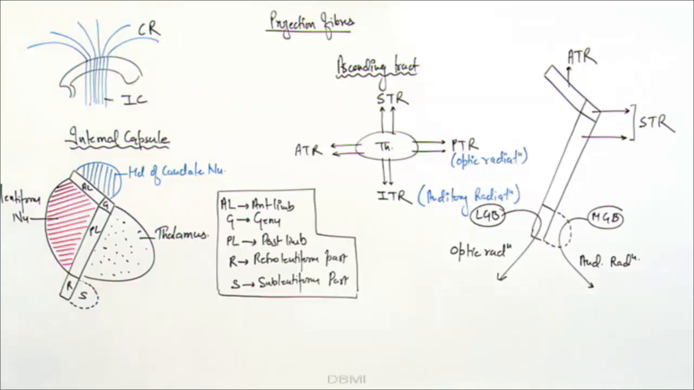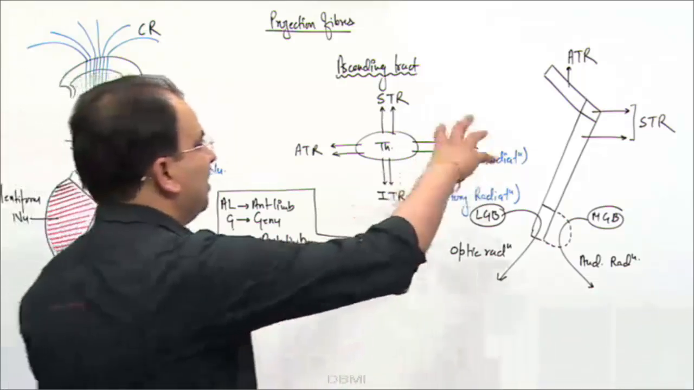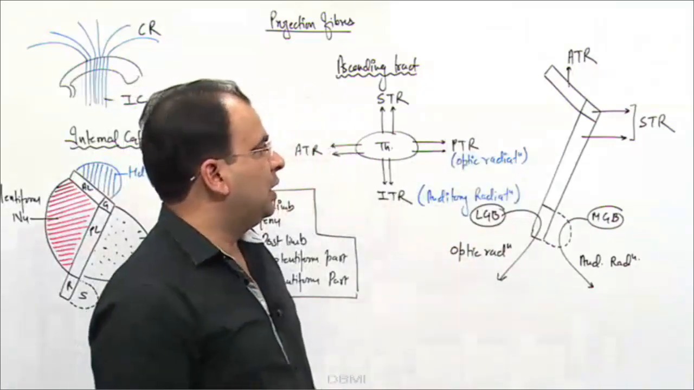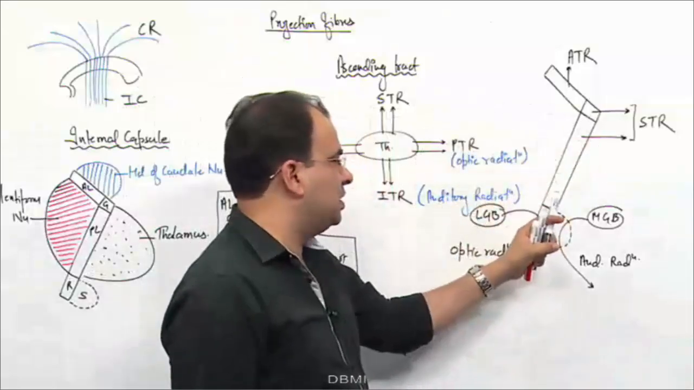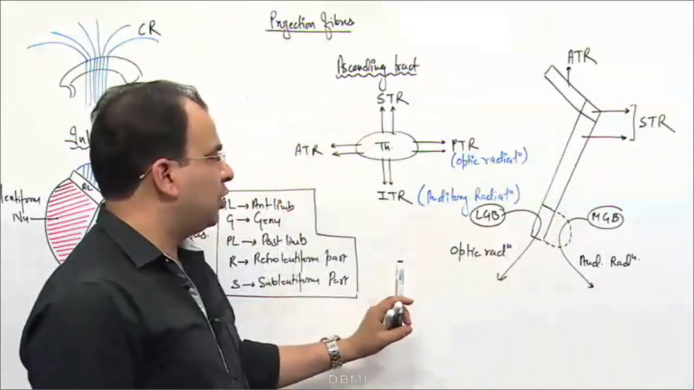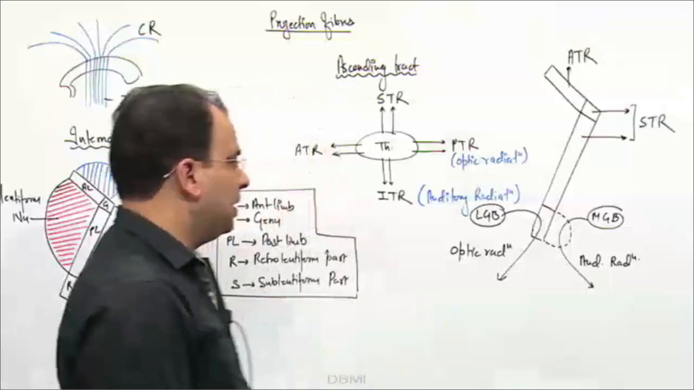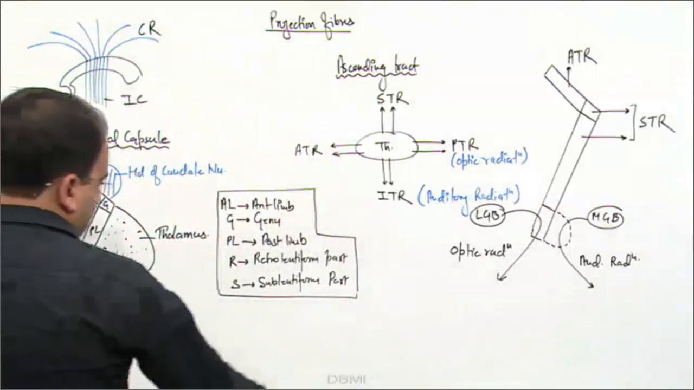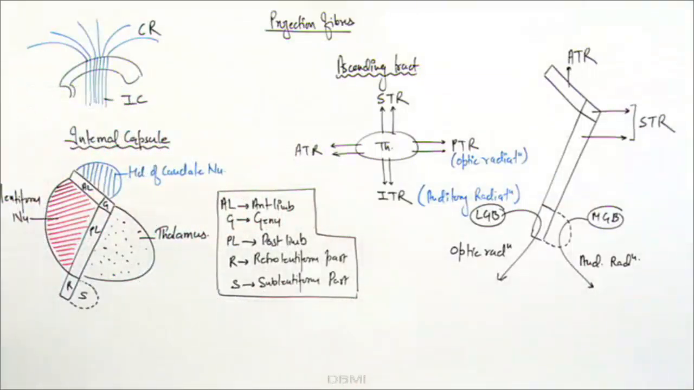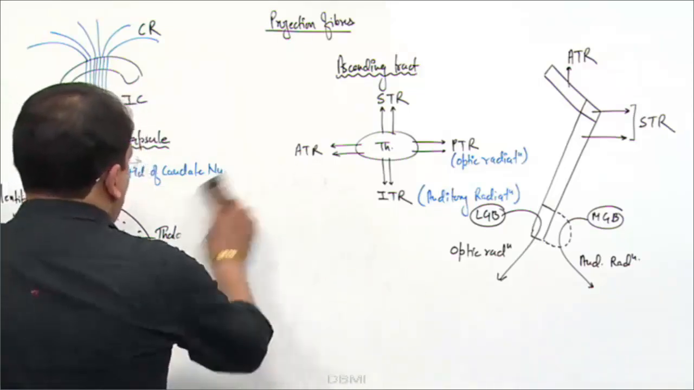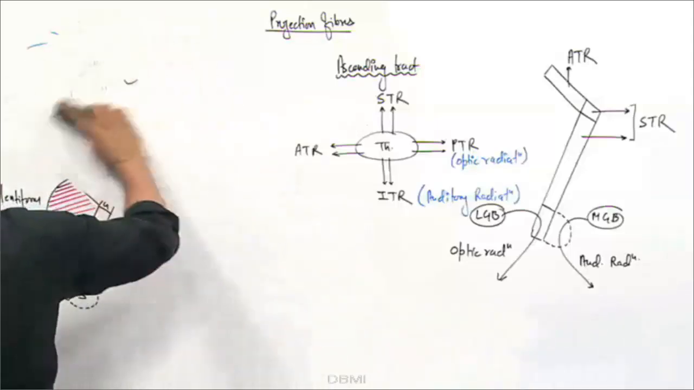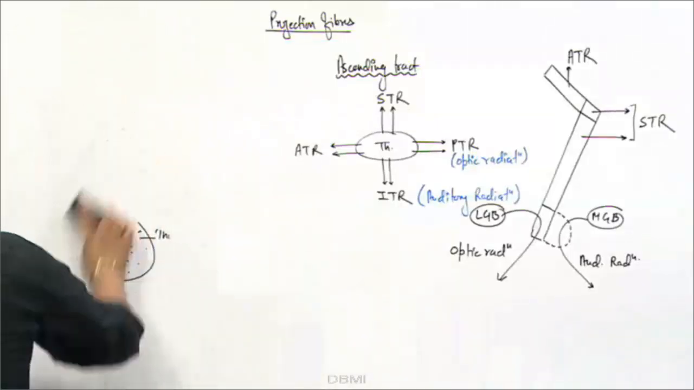So this is about the ascending tracts, how ascending tracts are arranged inside the internal capsule. Anterior thalamic radiation from the anterior part, superior from the genu and posterior, optic radiation from the retrolentiform part and auditory from the sublentiform part. What about descending tracts? Let's see how descending tracts are arranged inside the internal capsule.